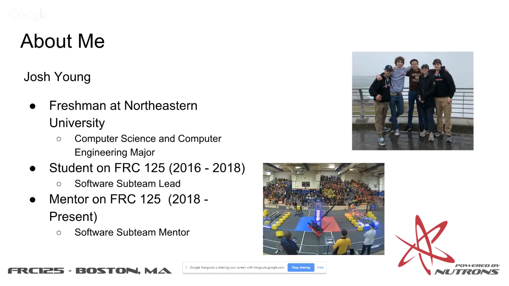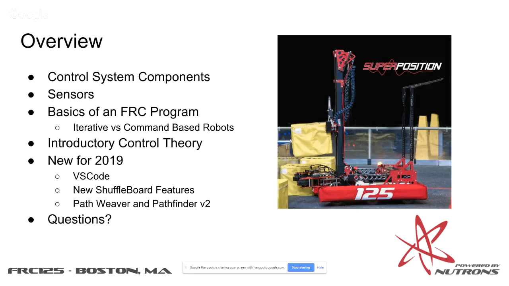So, an overview of what we're gonna cover here. We're gonna start by talking about some of the control system components, sensors. We're gonna talk about the basics of an FRC program and what an iterative versus command-based robot is. We're going to talk a little bit about control theory, and then we're going to talk about some new features that FRC is implementing in 2019. Then we're going to have a little question and answer thing.